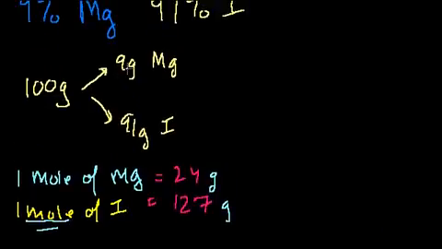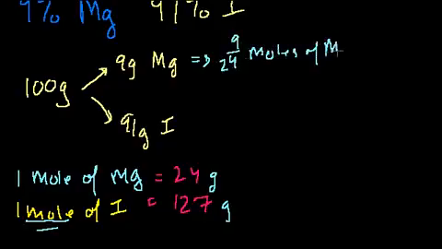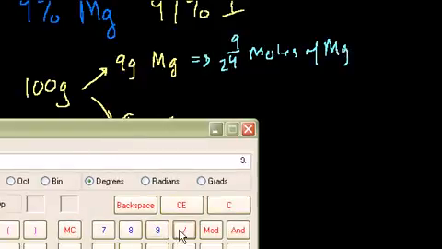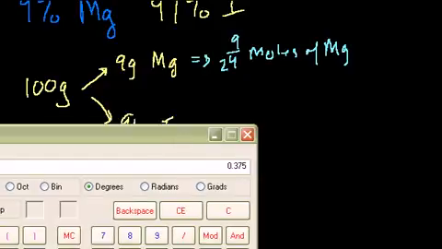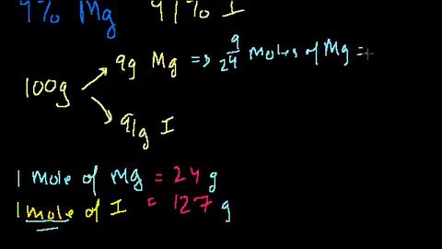We have 9 grams of magnesium. So what fraction of a mole is that? A mole is 24 grams. So this is equal to 9/24 moles of magnesium. And what is 9 over 24? 9 divided by 24 is equal to 0.375, which is similar to what we had in the last problem, where 0.375 showed up.